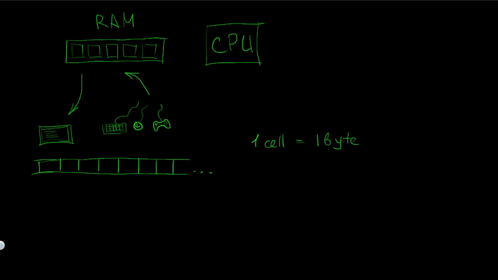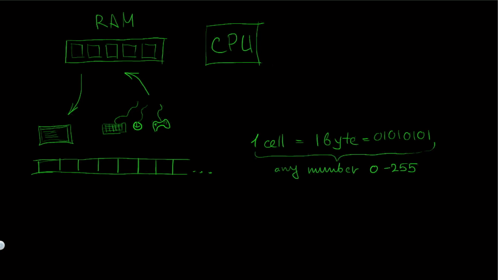I don't want to go too deep into details of binary systems and zeros and ones, but you can think of a byte simply as the amount of memory required to store any number between 0 and 255. The sequence of these cells inside RAM is numbered, and the number of each cell is what is called a memory address. Before I go further, I wanted to stress once more some important points here.